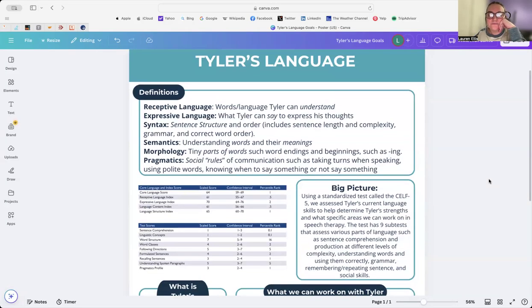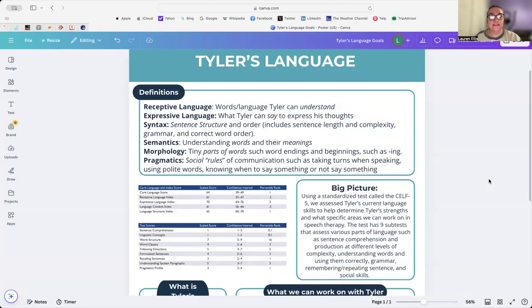So hopefully that's helpful. But just to start out, I wanted to give you a big picture on what we just did with Tyler and what it's looking like right now. And like I said, we did the assessment called the CELF-5 with Tyler to figure out what his current language skills are and also help determine what we can work on with him, find his strengths, and then figure out maybe where some of his language breakdowns are and what we can help him with in speech therapy.